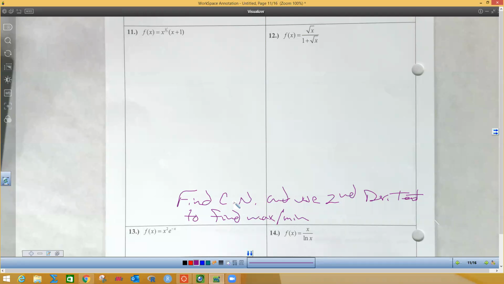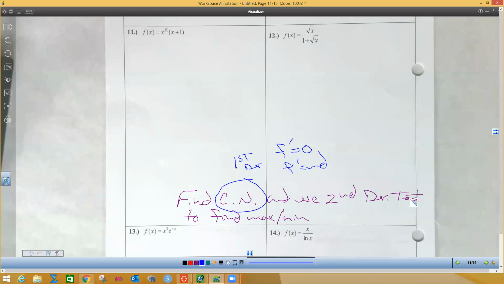All right, so number 14 wants us to find the critical numbers and use the second derivative test to find the max and min. So as soon as I see that I need to find critical numbers, that means I need to do the first derivative. And then there's two things. I need to find where the first derivative is 0 and where the first derivative is undefined. That's where critical numbers occur.